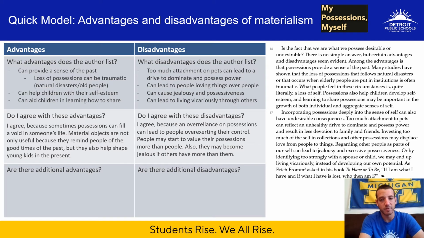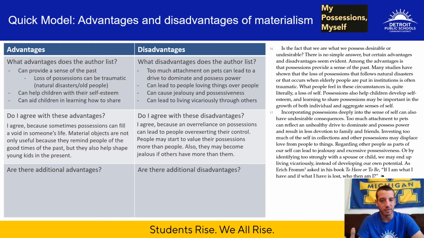Now, on the disadvantages side, do I agree with these disadvantages? I also agree with these disadvantages too, because an over-reliance on possessions can lead to people overexerting their control. People may start to value their possessions more than people. Also, they may become jealous if others have more than them. And yeah, I really think that the disadvantages listed there are key and are some of the most important, mainly because people tend to rely on and value their possessions too much.